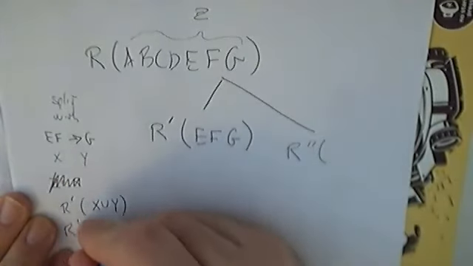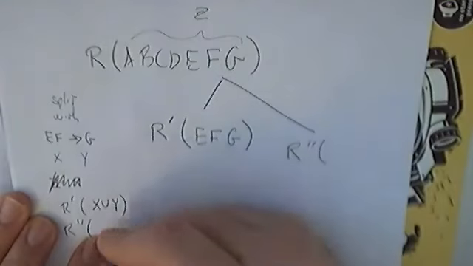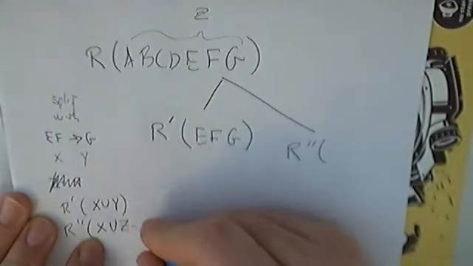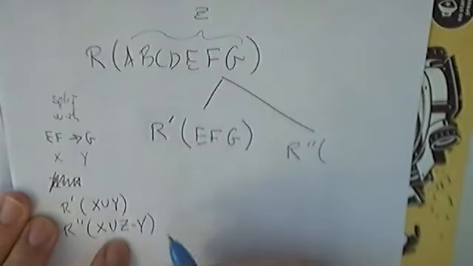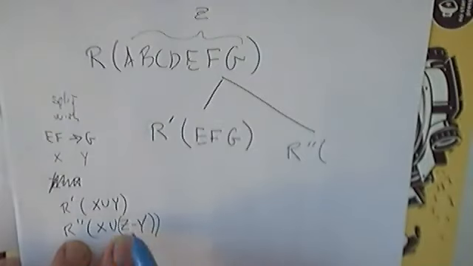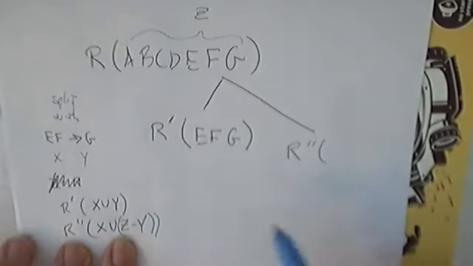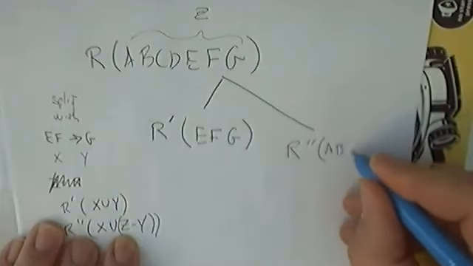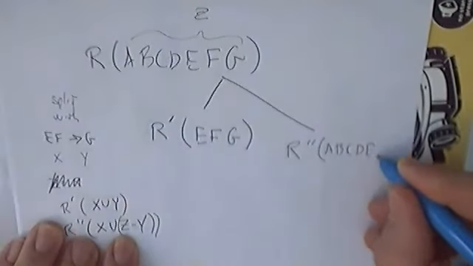And then R double prime is going to wind up being X union Z minus Y, which could also just be, depending on how we do it, you don't need the X union there because it's already in Z. So there's another little typo there. Anyways, what that's going to wind up being is everything except for G. So that's going to be A, B, C, D, E, F.